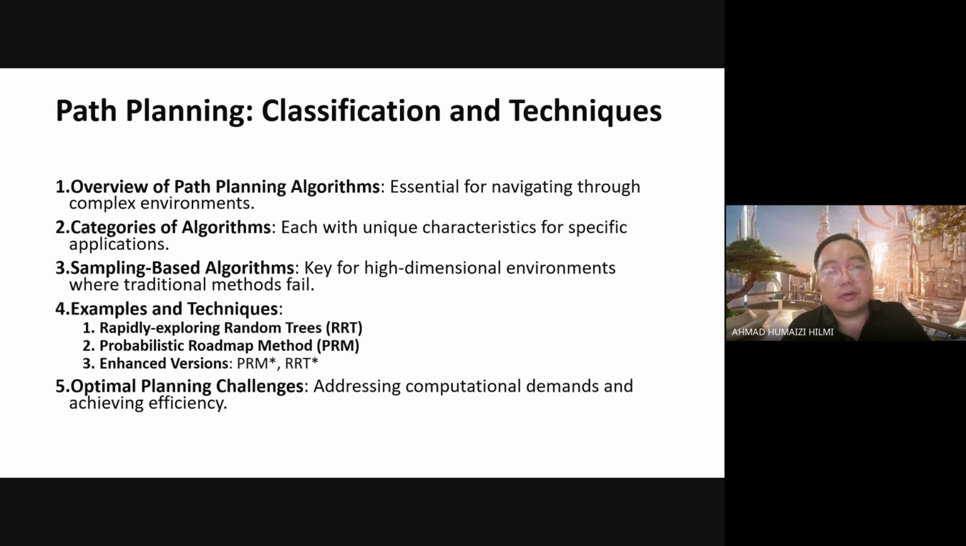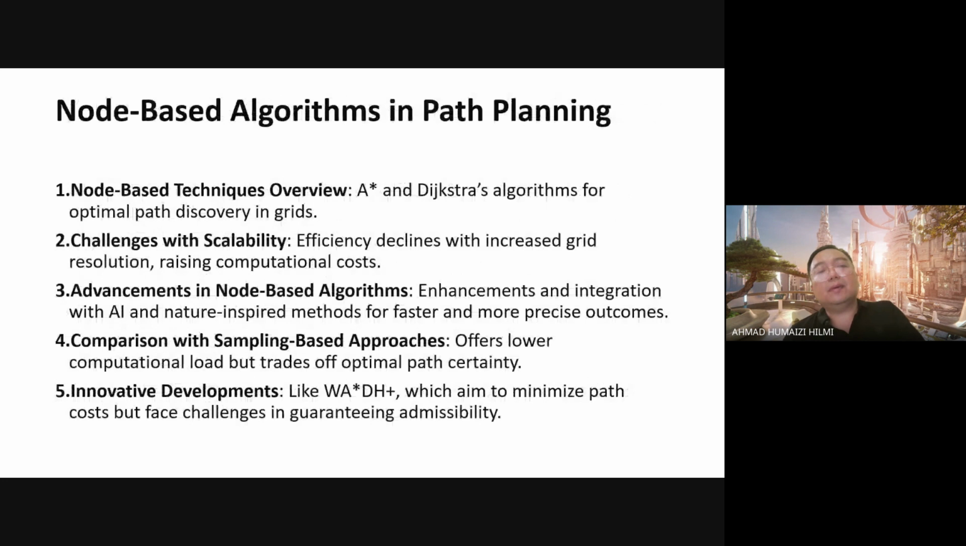Now, sampling-based algorithm, we know what sampling is. Remember back when your lecturer asked you to do a questionnaire, you did the sampling, because there are many samples. You learned in other classes that we just take a random sample and then we do the sampling. If the sample is okay, we accept. If not, we reject the whole lot, and that is called random sampling. And then node-based algorithm is also a part of the classification of path planning. There are node-based algorithms in path planning, like A-STAR and Dijkstra algorithm for optimal path discovery. Challenges.